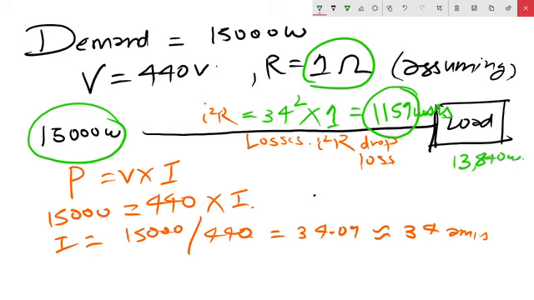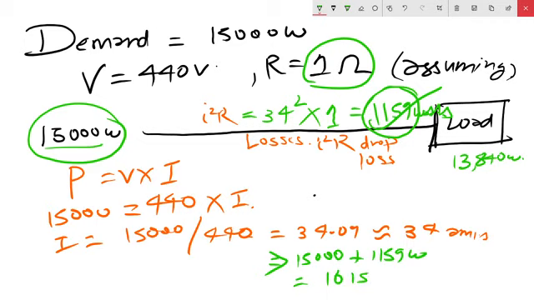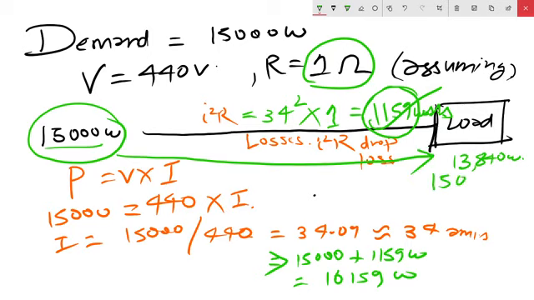It is not possible. So what I will do is generate this much more power. If I generate 15,000 plus this loss of 1159 watts, that will be 16159 watts. So while reaching from here to the load, the final power available will be 15,000 watts. So no problem to run this load.